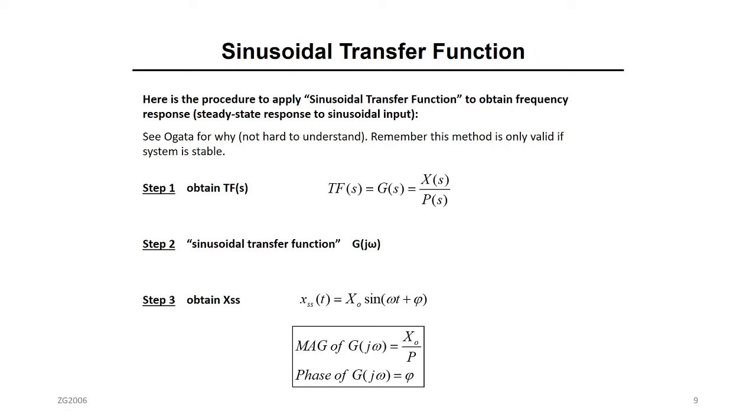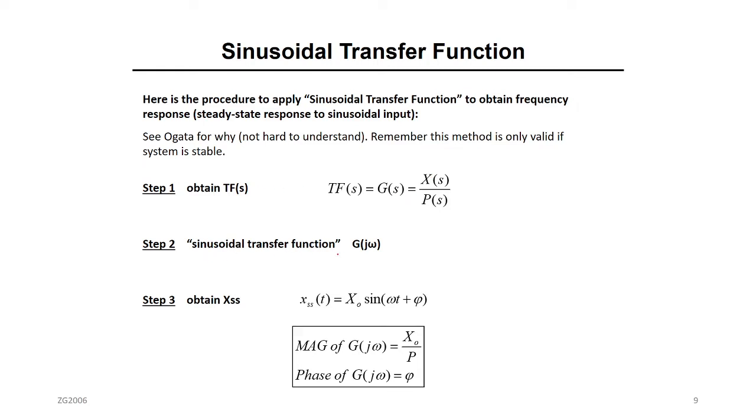How does this method work? First, there are 3 steps. The first step, obtain the transfer function. You know, the input will always be your forcing function, the sinusoidal or harmonic forcing function, the external force. The output will be your displacement if it's a mechanical system, a second order system. So get the transfer function. This is what you need to solve.